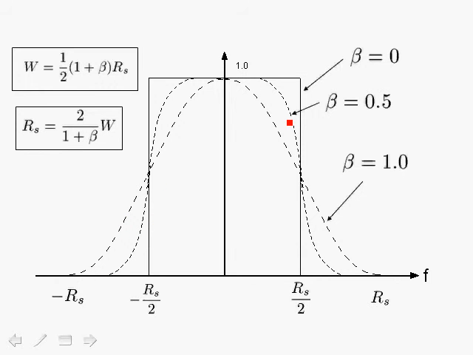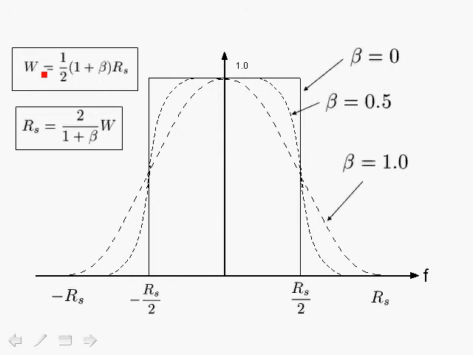For any particular filter, we have that the bandwidth is equal to W. For this particular filter, here's plus W and here's minus W. So this filter has a bandwidth of W hertz. Now, it turns out that the bandwidth is related to the symbol rate, R sub S. Recall that the symbol rate is the inverse of the spacing between the symbols. And they're related by the roll-off factor beta.